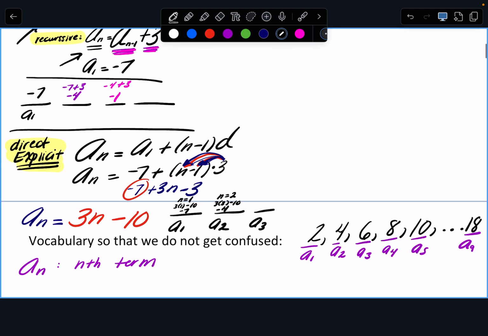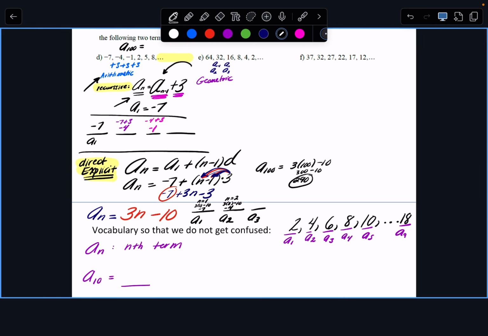So that one's a lot more useful. So if we need term 100, if I said you find term a sub 100, you would just go plug it in. You would go 3 times 100 minus 10, which is 300 minus 10, which is 290.